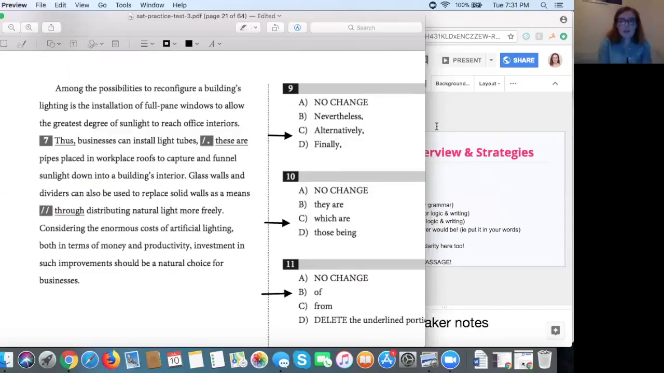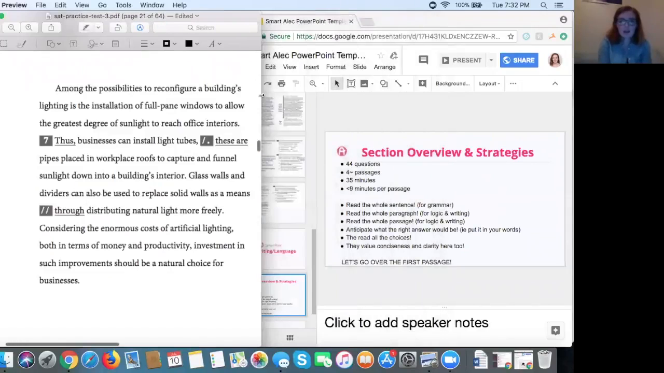So I'm going to just hide the answers for myself again. If I'm thinking, okay, I'm covering this with my hands. Thus, businesses can install light tubes. If I were to write this myself, I'd say light tubes, which are a kind of pipe, blah, blah, blah, something like that.